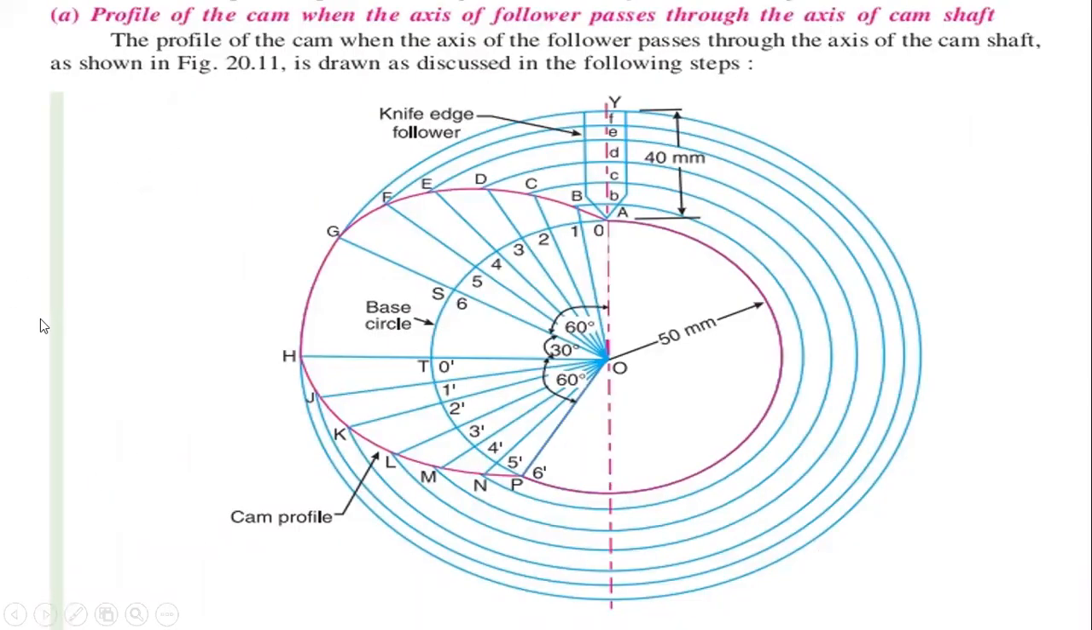So next we have to draw the profile of the cam. This is the first step in the question. They have given the radius of the cam only. From that we are going to draw the profile of the cam, in which the axis of the follower passes through the axis of the camshaft. This is the knife edge follower, so the axis of the follower is going to intersect the axis of the cam, that is, the two centers are in straight line motion.